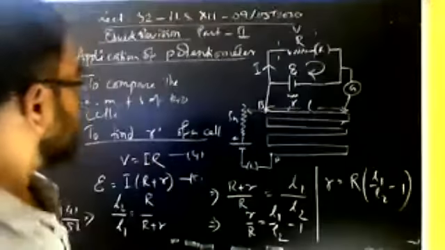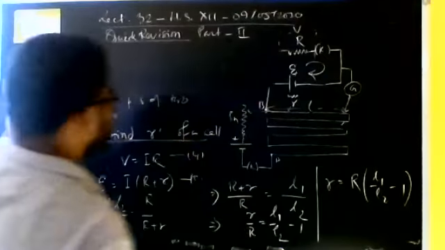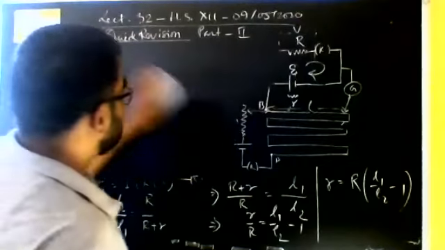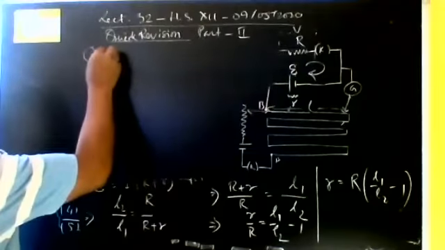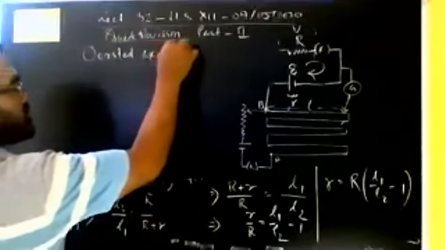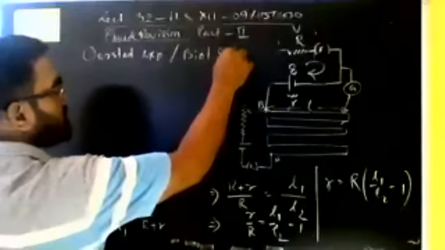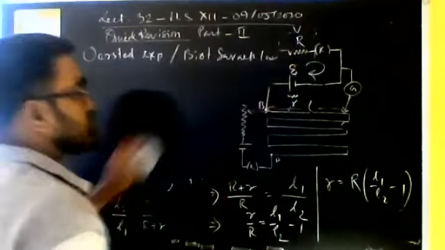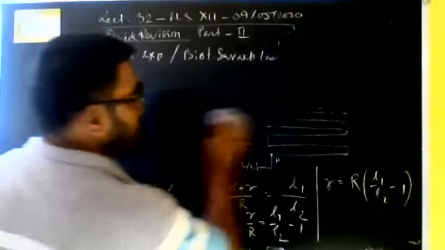Okay. Next topic will be what? Oersted experiment and then Biot-Savart's law. Next topic is Oersted experiment, which leads to Biot-Savart's law. Okay, this is a quick revision. That is why I am not explaining all the things point to point, right?